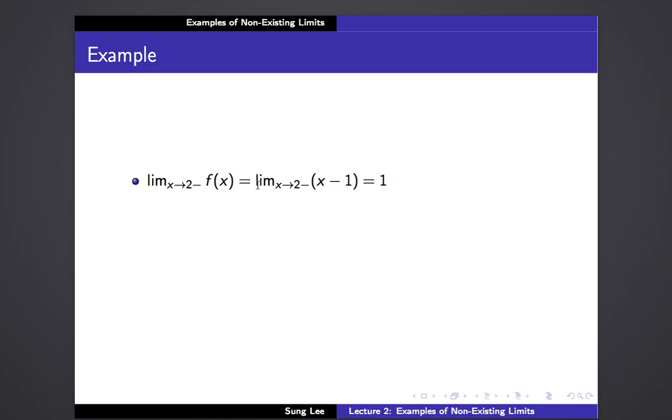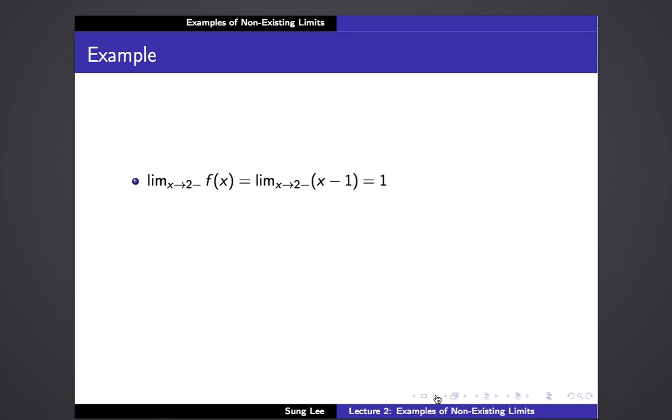So the limit as x approaches 2 of x minus 1. What happens then? When x approaches 2, x minus 1 gets closer and closer to 2 minus 1, which is 1. So we get left-hand limit 1.